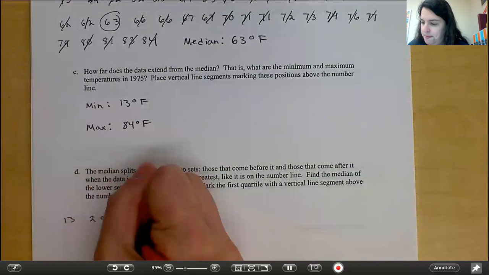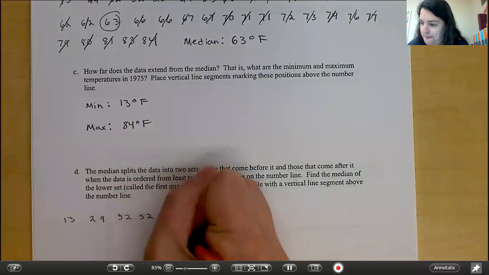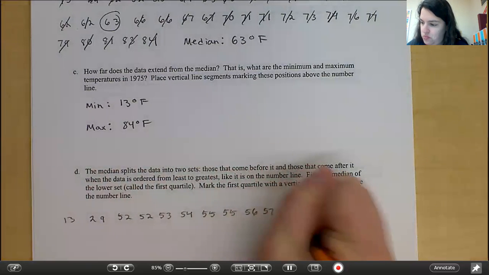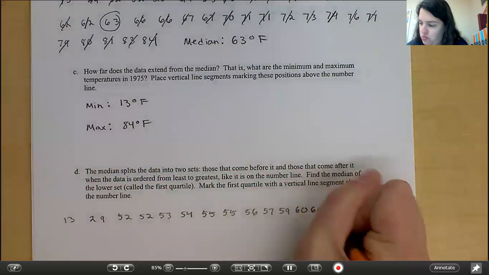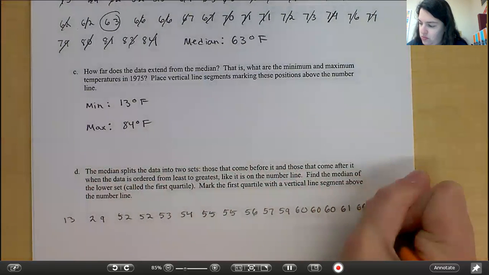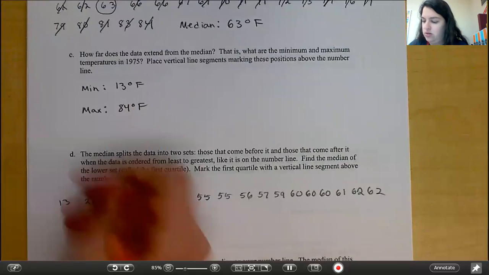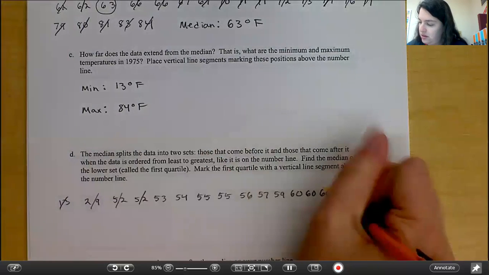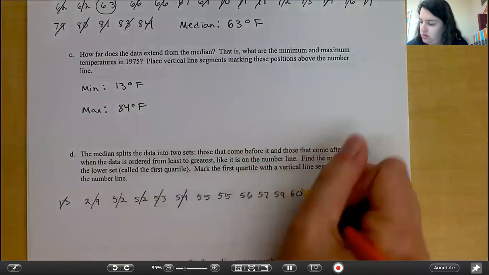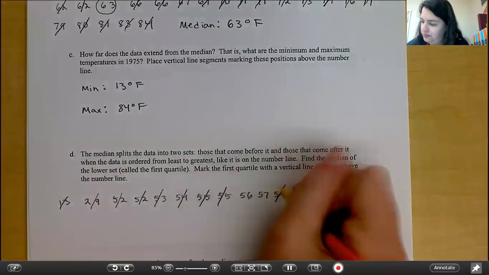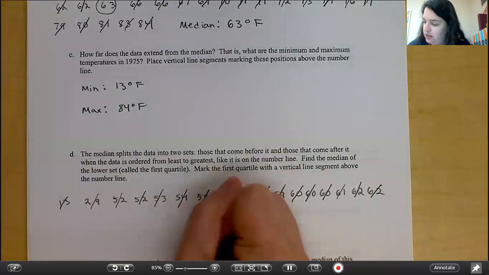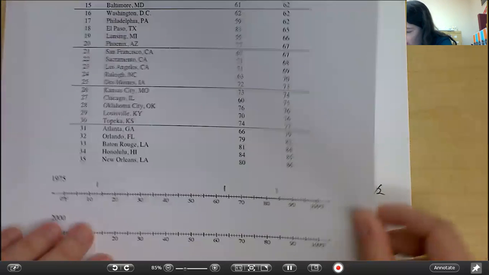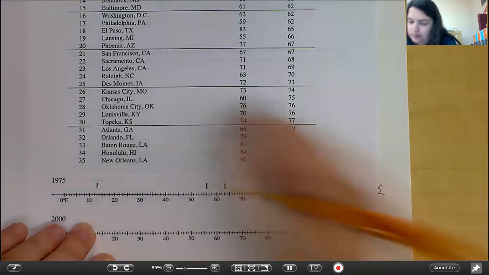So we're going to rewrite it. And we need to find the median again. So lowest, highest, lowest, highest. And I'll try not to mess up this time. So here, it's 56 degrees Fahrenheit. So we go back to our chart and we put a vertical line at 56.